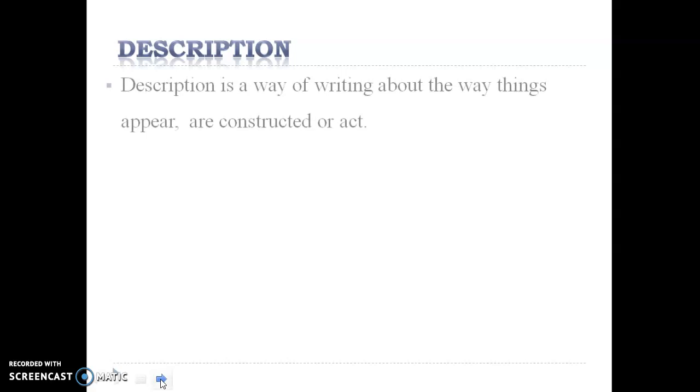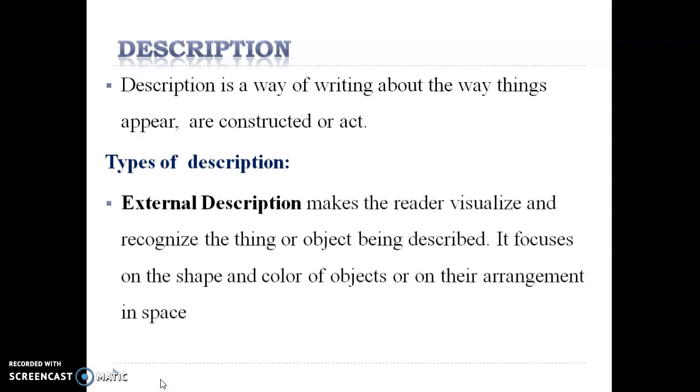Now, moving on to the next style that you can use for technical documents, which is the description. Description is a way of writing about the way things appear or are constructed or act. So if you want to show someone how a particular object looks, then we use a description style. There are three types of description styles that we can use. One is the external description, which makes the reader visualize and recognize the thing or object being described. It focuses on the shape and the color of the object or on the arrangement in space.